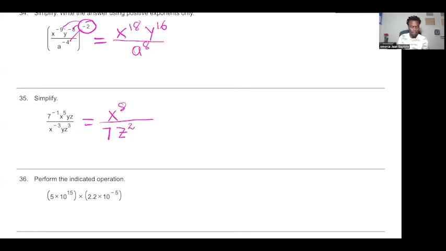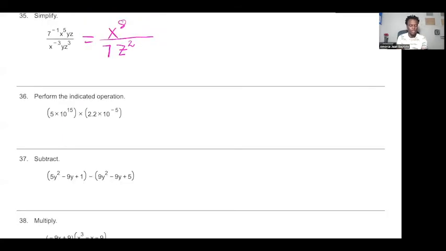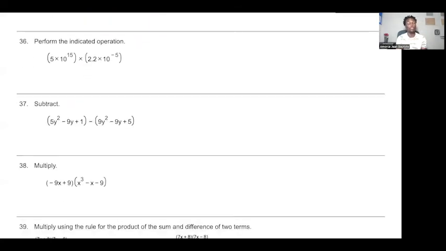Okay, over here, number 36, what I'm looking at is that I should multiply two numbers that are in scientific notation. First, to multiply scientific notation numbers, you multiply the a values, the numbers before the multiplication sign. So that gives me 5 times 2.2. Let me put the multiplication sign instead. So that's 5 times 2.2.